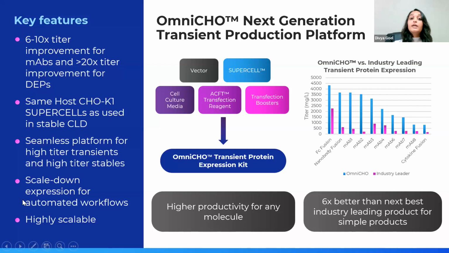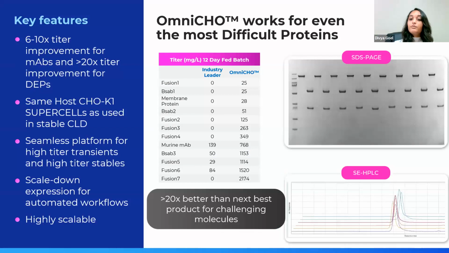On the converse, it's also a highly scalable process. Unlike some other transient transfection kits, where the titer tends to drop off as you increase in scale, our platform is incredibly scalable. As you scale up to larger and larger culture volumes and larger vessels, you maintain the same level of productivity even at larger scales.